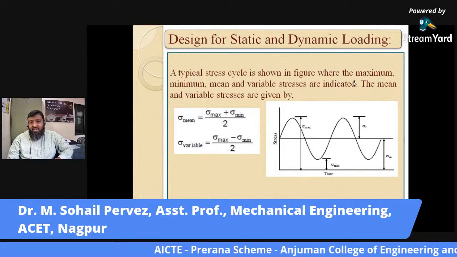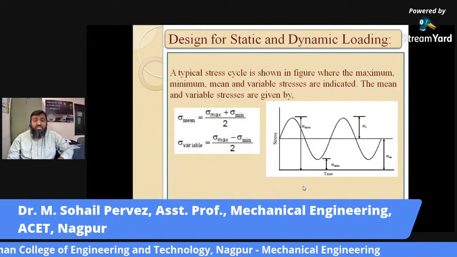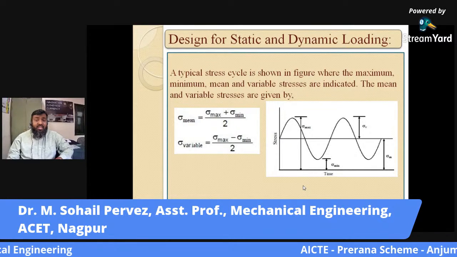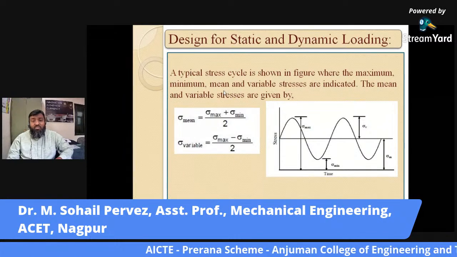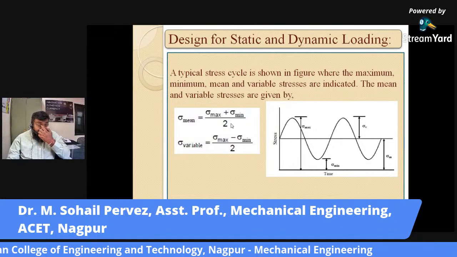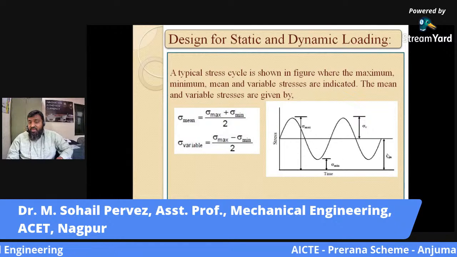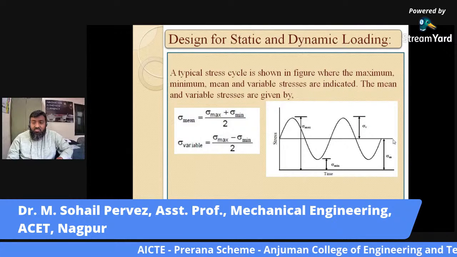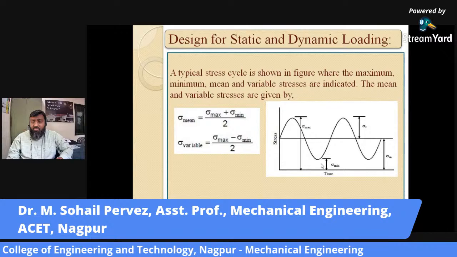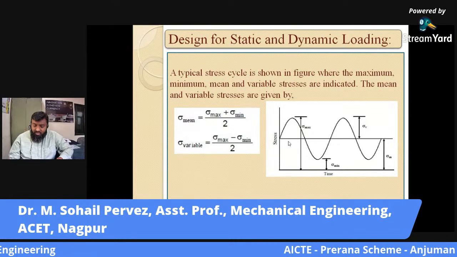Please try to understand it. Maximum and minimum don't require much explanation: the maximum stress developed on the component during a cycle, and the minimum. Mean is nothing but the average of maximum and minimum. The variable stress is sigma max minus sigma mean, or half the difference of max and min. The graph is self-explanatory. This is the mean stress line, sigma m. This is the maximum value, this is the minimum value, and this is the variable stress above the mean.